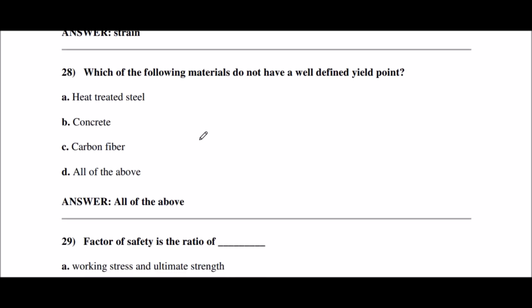Next question. Which of the following materials do not have a well-defined yield point? Option A, heat treated steel. Option B, concrete. Option C, carbon fiber. Option D, all of the above. Right answer here is option D, all of the above. Okay. Heat treated steel, concrete and carbon fiber, they all are materials that do not have a well defined yield point.